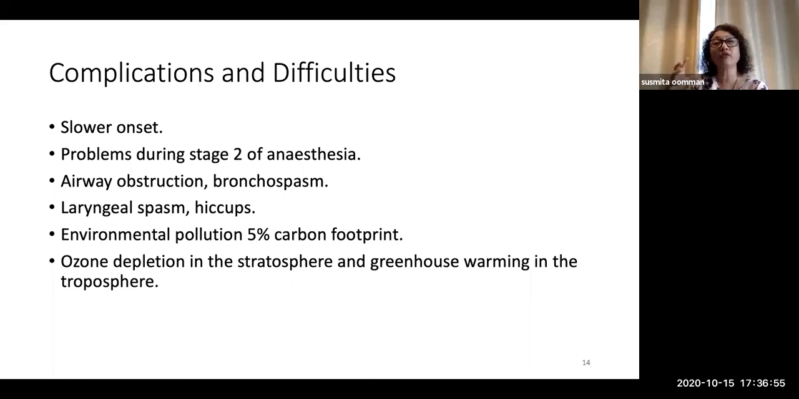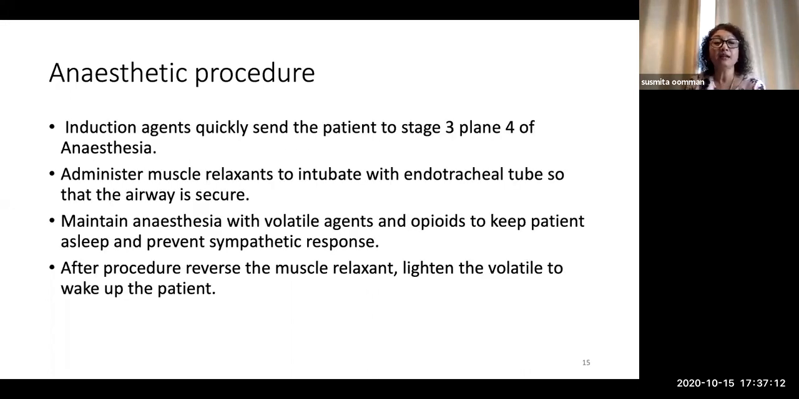Now we've got a system of scavenging. Whatever the patient breathes out, we suck it out and it goes through a pipe and out into the atmosphere. But then there are problems, environmental pollution comes into play. So currently what we do is we give our induction agents. Very quickly the patient goes to stage 3. Then we give a muscle relaxant.